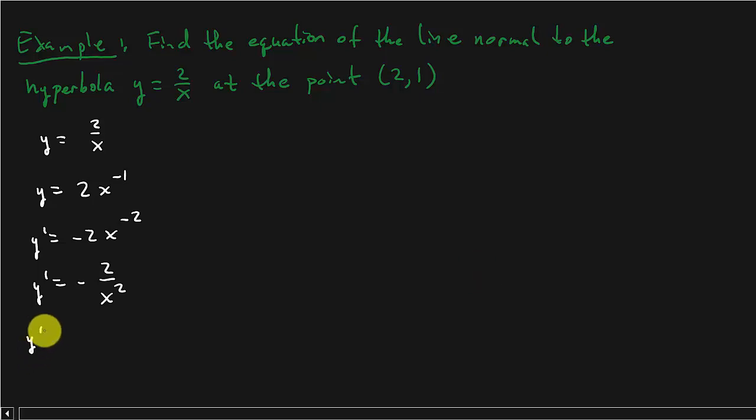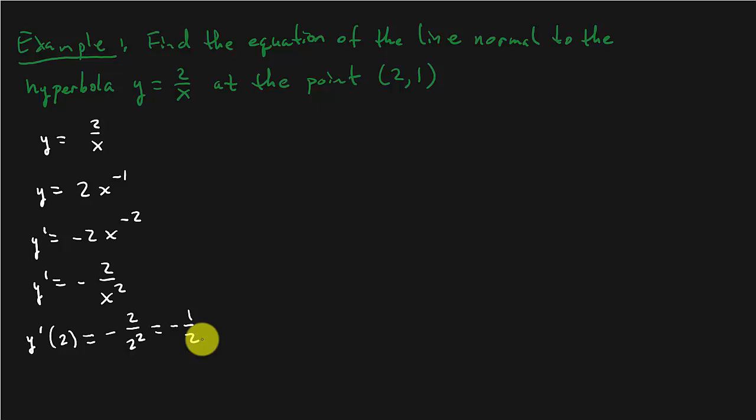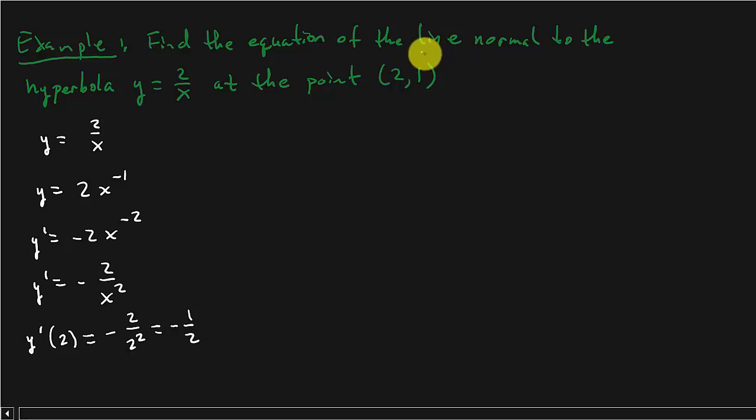All right, so we've got to evaluate the derivative at that point. I just need to plug the 2 in because all I have is an x value. So y prime of 2 is equal to negative 2 over 2 squared, which is negative 1/2. That's not the slope of our line, is it? No, because they're wanting us to find the line normal to the curve. So that means our slope is the negative reciprocal of this.